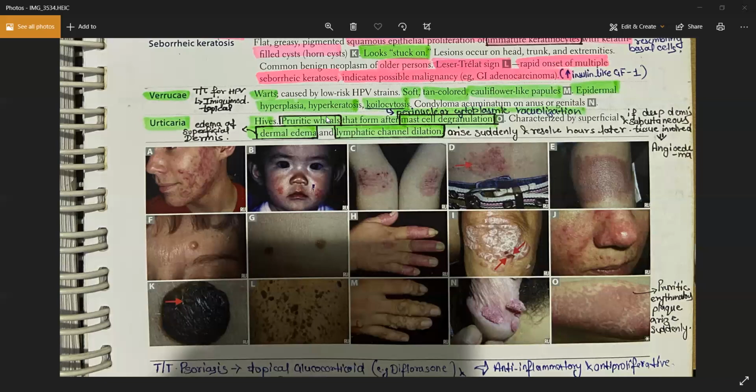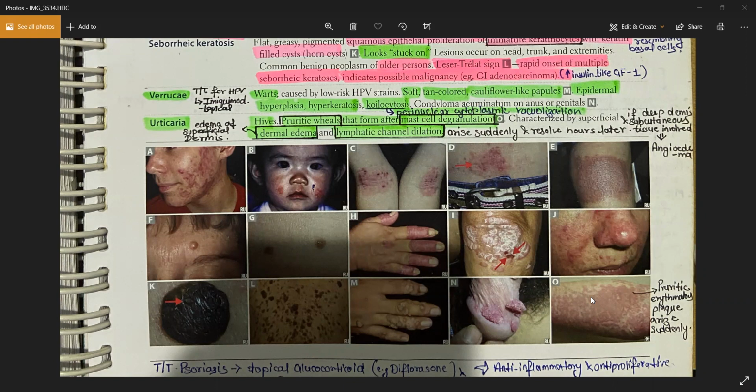Okay, what are the findings you can get on the skin? One of the findings will be the dermal edema. You will be having an edema in the superficial dermis, along with the lymphatic channel dilation. Okay, so the symptoms in this disease will arise very suddenly, very spontaneously, and they also resolve very suddenly, within hours. Patient will get this kind of erythematous rash, and it is highly pruritic. Very important. Sometimes you can also get the central clearance or the paleness in the urticarias, right?